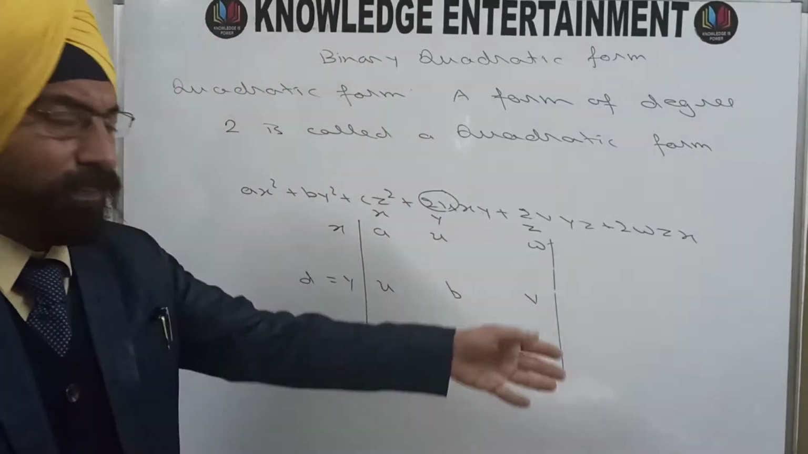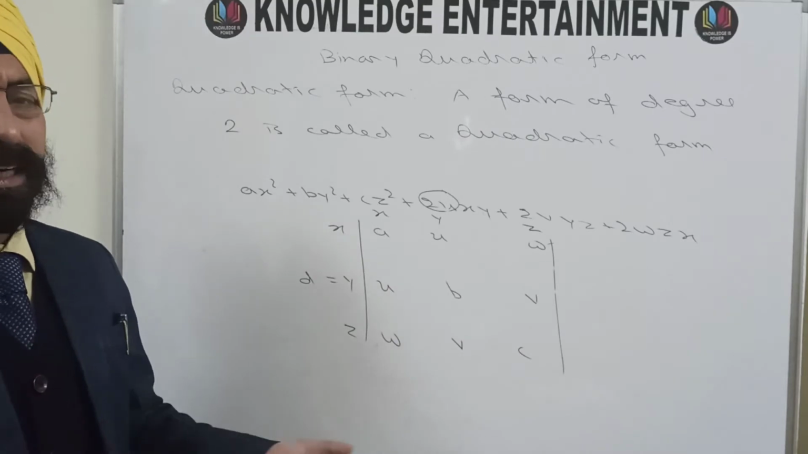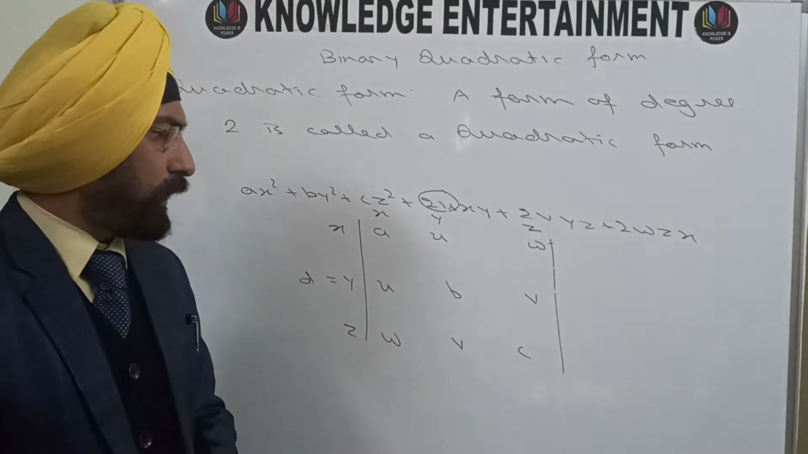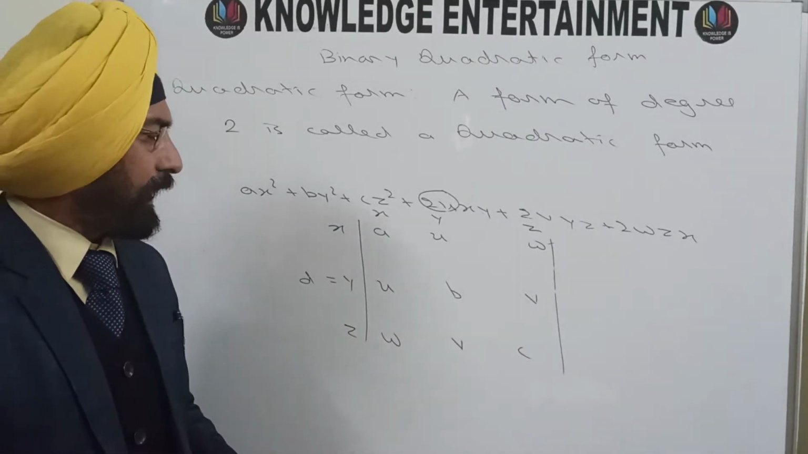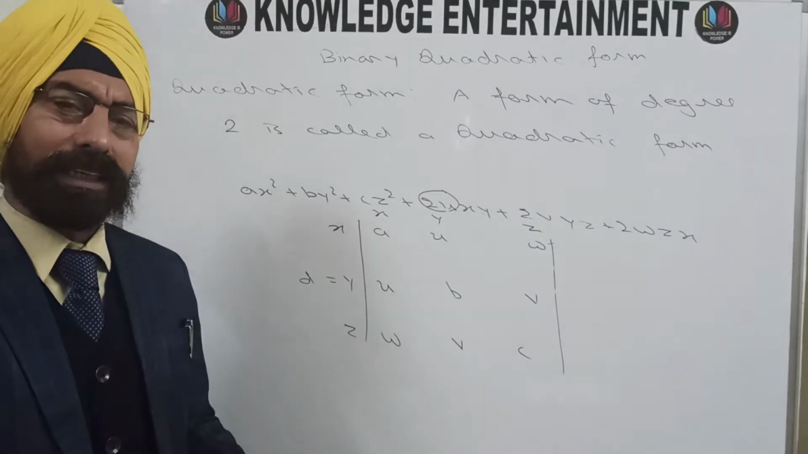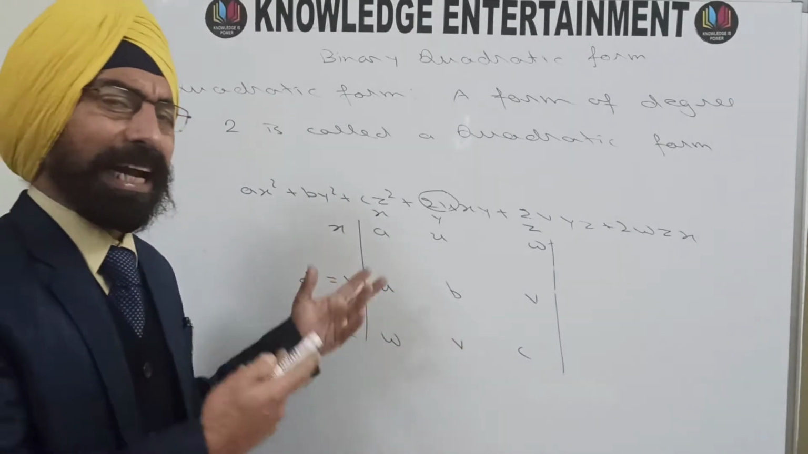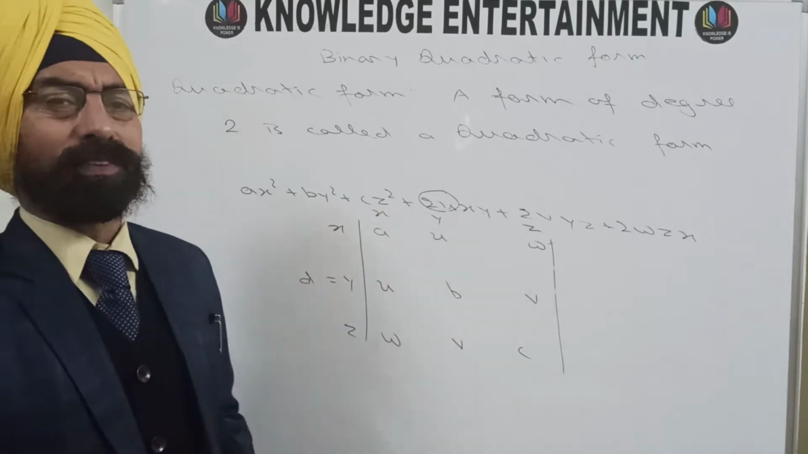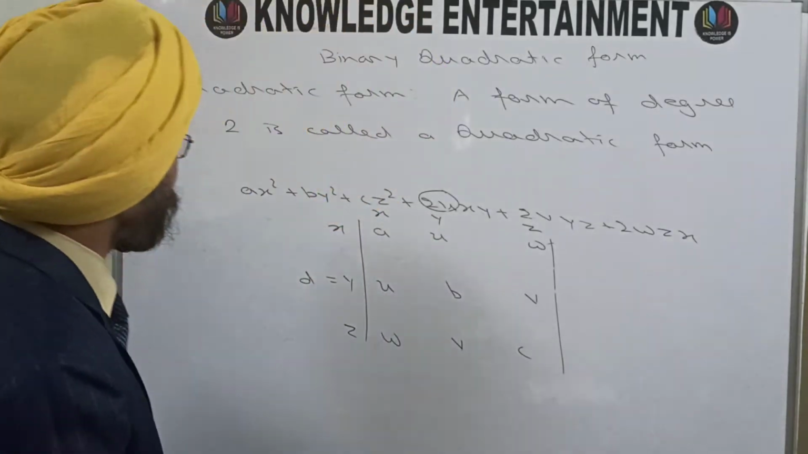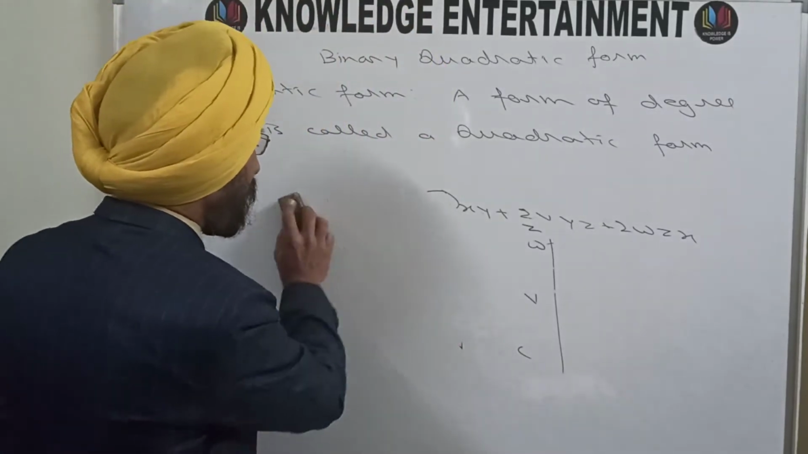So when you solve this expression, you will get, I think, abc plus 2uvw minus au square minus bv square minus cw square, something like that. And that will be the determinant of this quadratic form. Then we move on to the next thing.